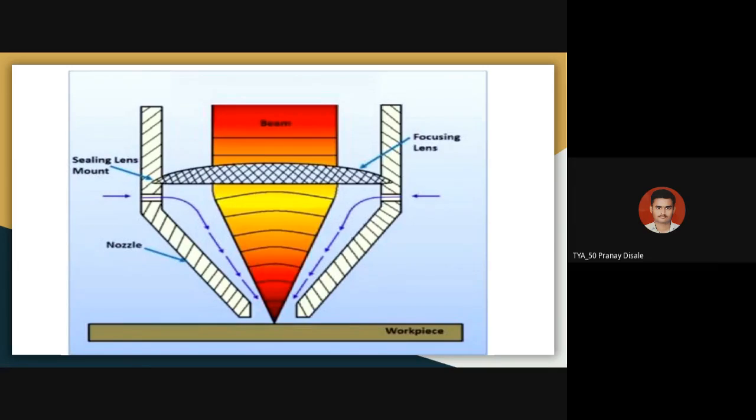Okay, because we have achieved that high energy density by using that laser. So that amount of energy can be used for melting, and I'm saying localized melting, because we are concentrating on a small area. So we should call it localized melting and vaporization of the material.